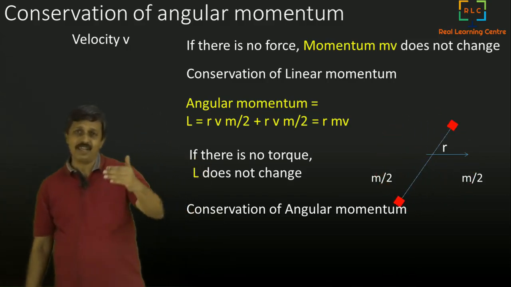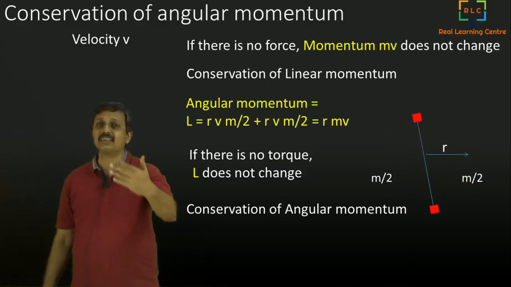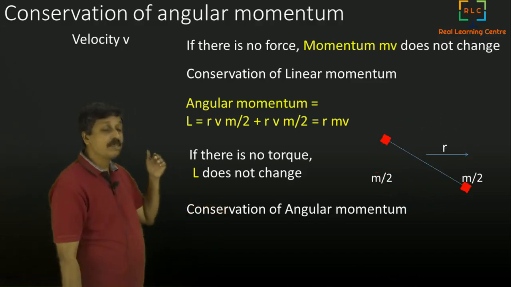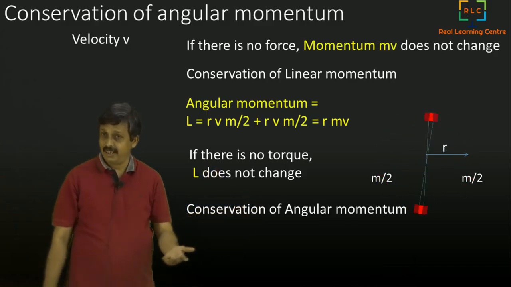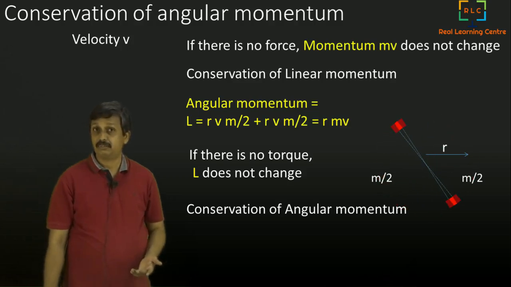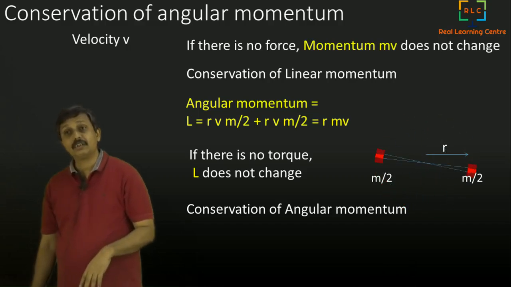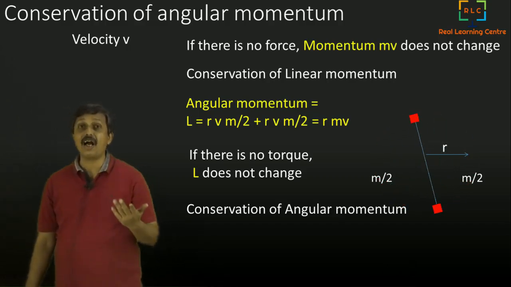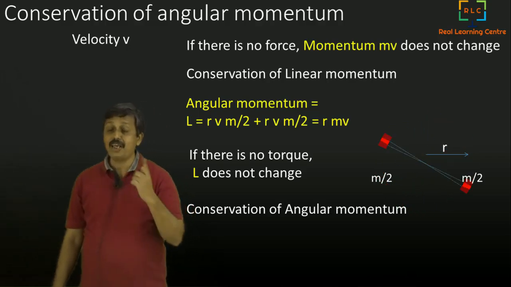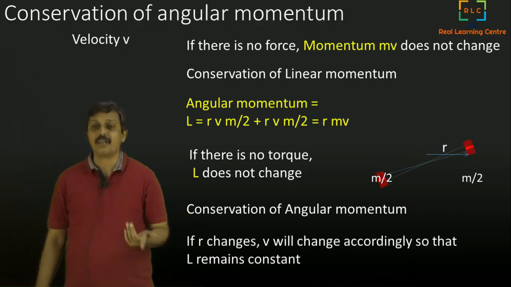So whenever somebody says that linear momentum is conserved, simply we can say velocity is constant, which is Newton's first law. Here, whenever we say angular momentum is conserved, can we say that R into V is always constant? We can. But if you change the R, the V changes. Remember this. If you change the R, V changes such that R into M into V remains constant.